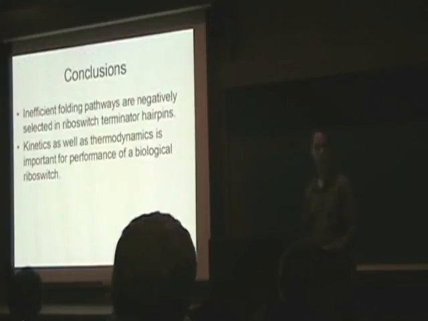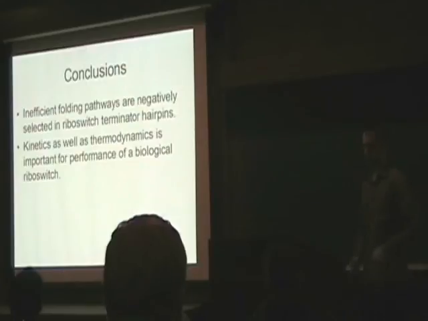So we can draw several conclusions from this. One is that it appears that there's a negative selection against hairpins with inefficient folding pathways. We don't want a hairpin that folds badly, but as long as it folds to better than 91% of its minimum free energy structure on average, we really are indifferent to which particular hairpin it is. And this is supported by the fact that these Terminator hairpins are not well-conserved elements of the riboswitch. And the other conclusion we can draw is that kinetics, as well as thermodynamics, is important for the performance of biological riboswitches. So that concludes my talk.